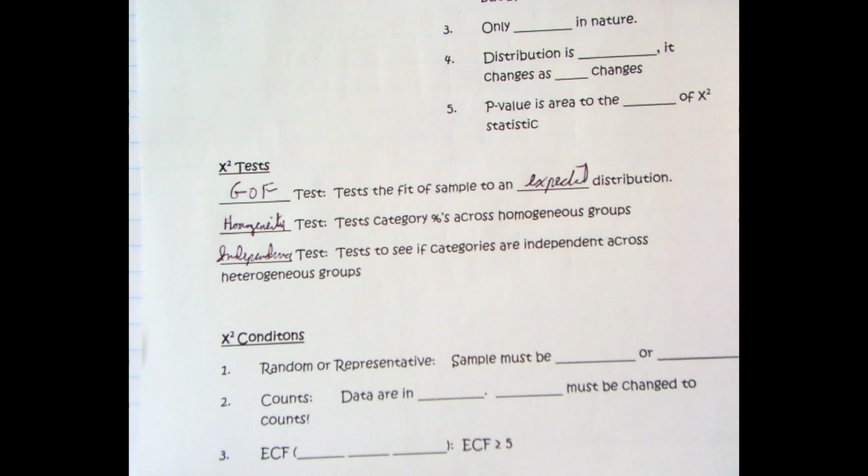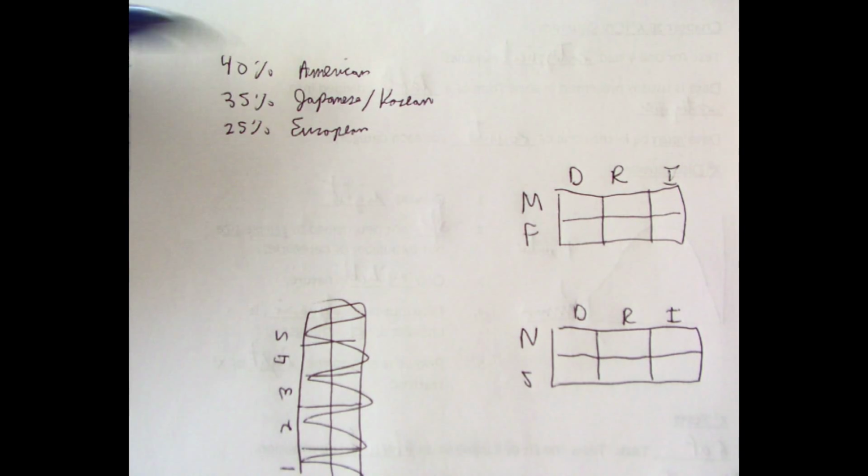Alright, so our chi-squared tests are a goodness of fit test, and that's a test of the fit of a sample to an expected distribution. Okay. So for instance, let's say that this right here is a distribution of all cars in the United States. So if we were to go down and do a cluster sample of cars in a parking lot, and we were to compare it to this distribution, that might tell us some things.